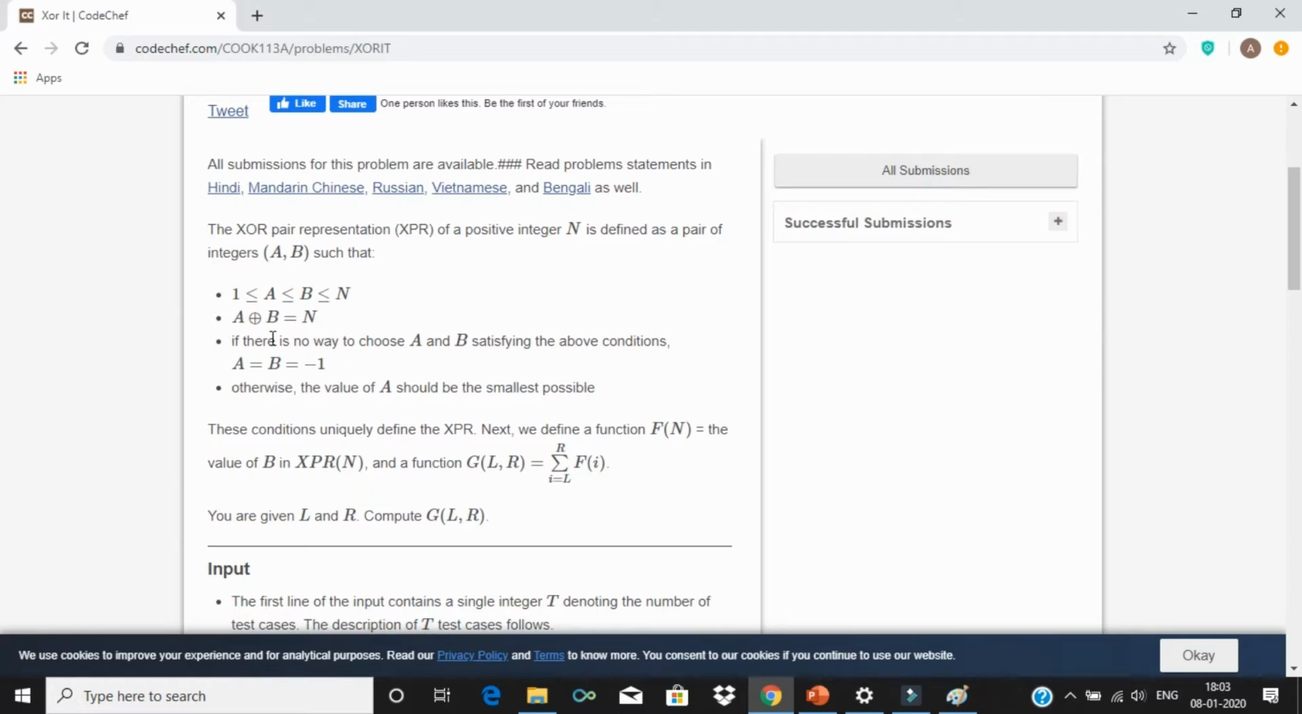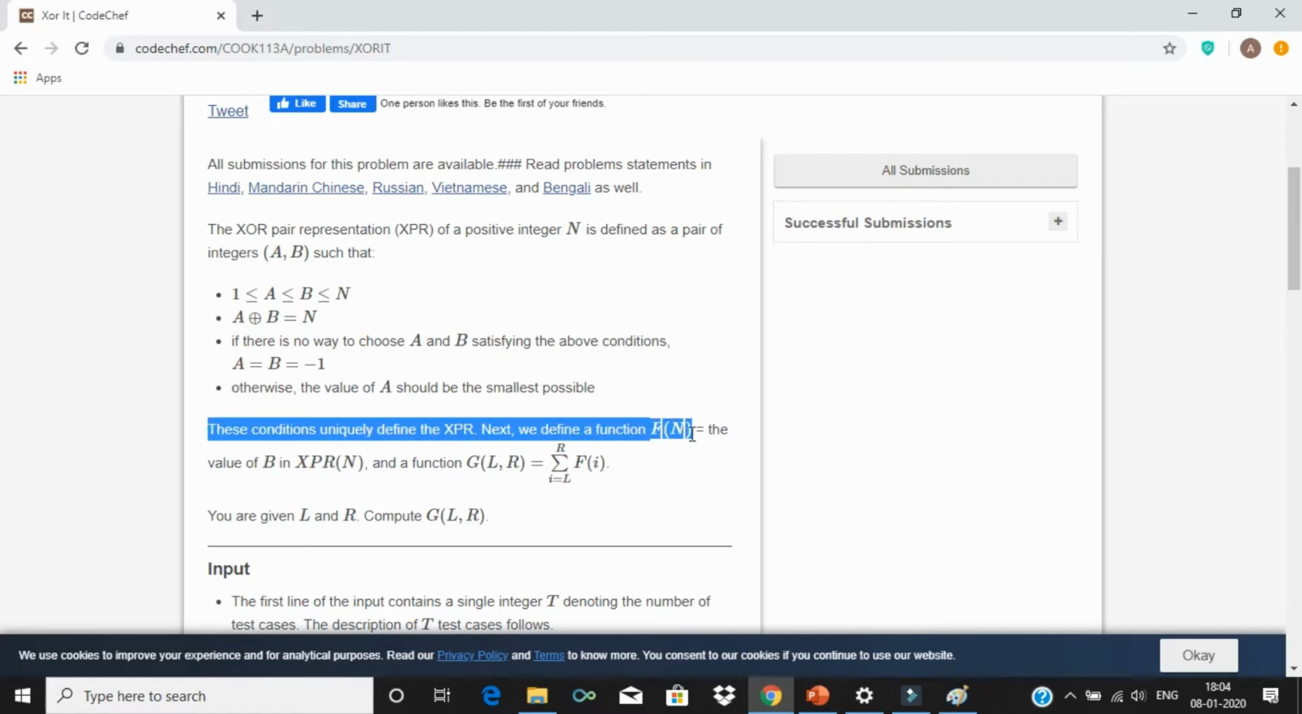Now the question says that if there is no way to choose a and b satisfying the above conditions, that is a, b lying in the range 1 to N and a XOR b equal to N, if these two conditions are not satisfied with any value of a and b, then we will take a and b to be equal to -1, right? Otherwise the value of a should be the smallest possible. That means in this question we want to choose the value of a such that it is minimal. These conditions uniquely define the XOR pair representation.